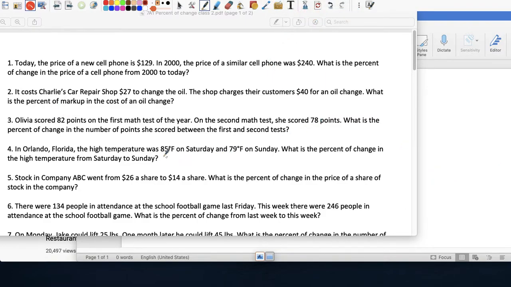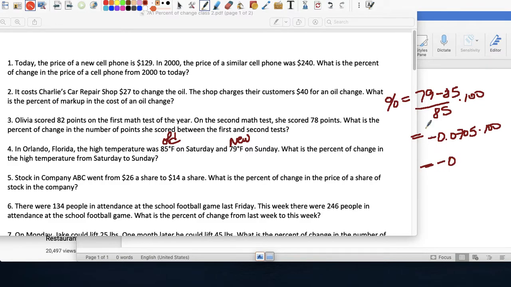4. In the land of Florida, the high temperature on Saturday was 85. On Sunday was 79. So this is the new, because Sunday comes after. This is the old. 79 minus 85 over 85 times 100. So again, it's very procedural. 79 minus 85, enter, divided by 85 equals, and there's a decrease of 0.0705 times 100%, moving the decimal, it's going to become negative 7.05%.